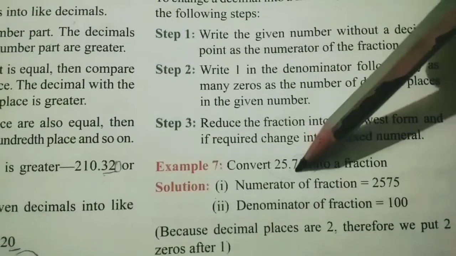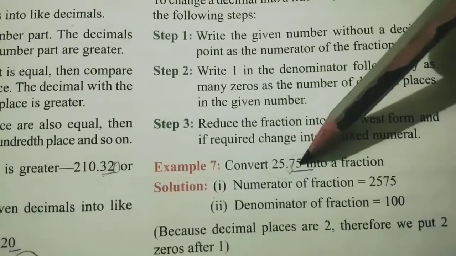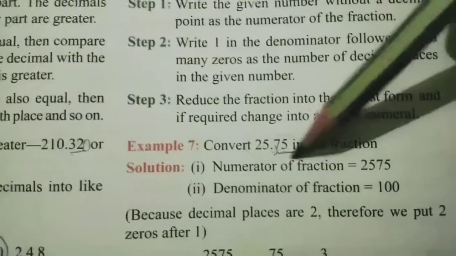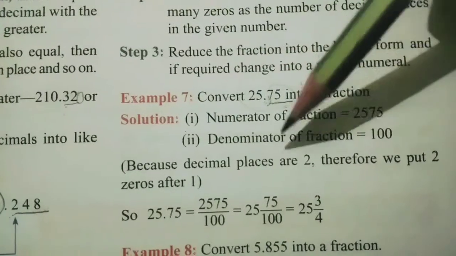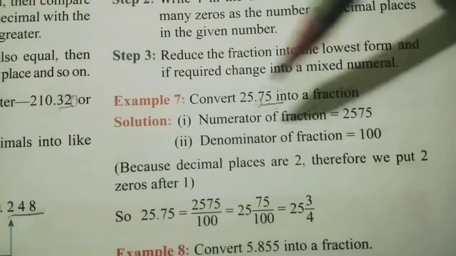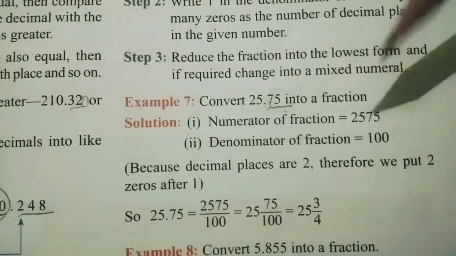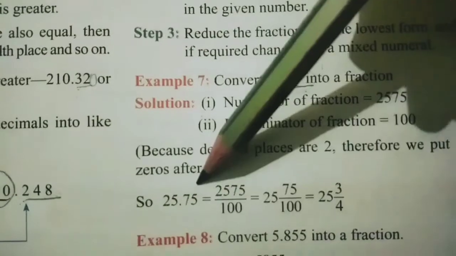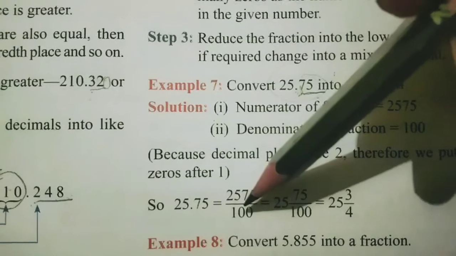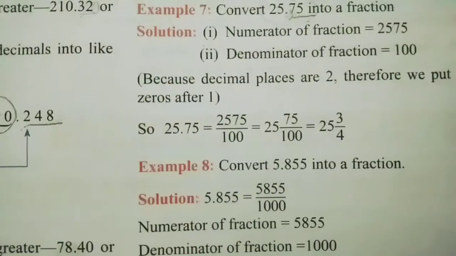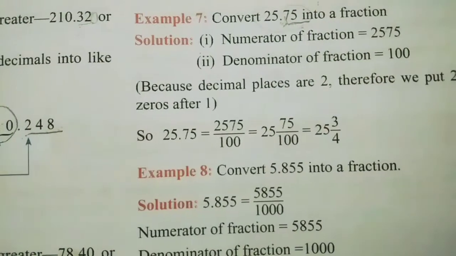That means after the decimal point, how many digits are there? After the decimal point, 2 digits are there. That means you have to give 2 zeros. That means 100. See here, the numerator part will be 2575. That means all numbers you have to write, and the denominator will be 100, because after the decimal point 2 digits are there. Okay, in this way you have to convert it. See here it is written 2575 by 100. And if it is asked to convert to a mixed fraction, then you have to convert to a mixed fraction by simply dividing it.